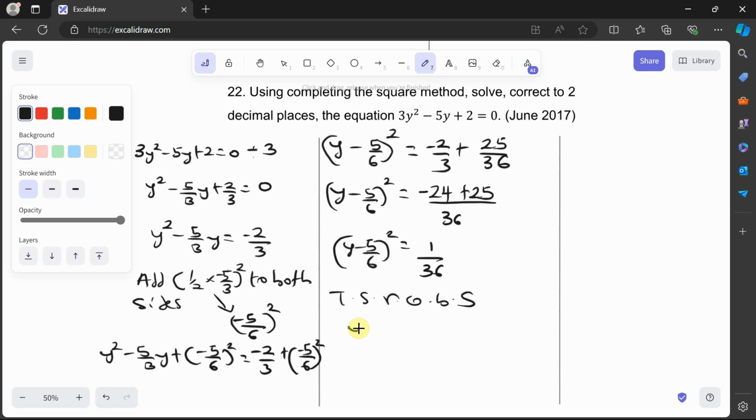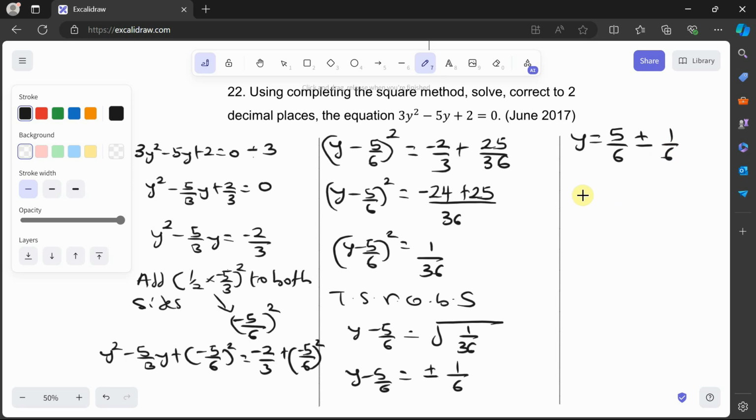And that will be y minus 5 over 6 is equal to the square root of 1 over 36, which is plus or minus 1 over 6, because minus 1 times minus 1 will give you 1, and 1 times 1 will give you 1, and minus 6 times minus 6 also gives you 36, and 6 times 6 also gives you 36. So you have to consider that it is plus and minus. So how can I break it up? I'll say y will now be equal to 5 over 6 plus or minus 1 over 6. So it's like saying y is equal to 5 over 6 plus 1 over 6, or 5 over 6 minus 1 over 6.